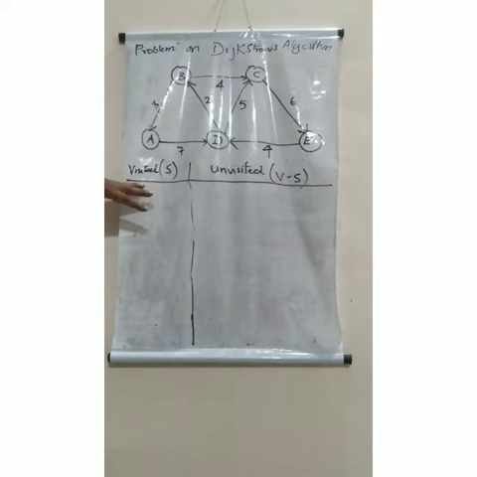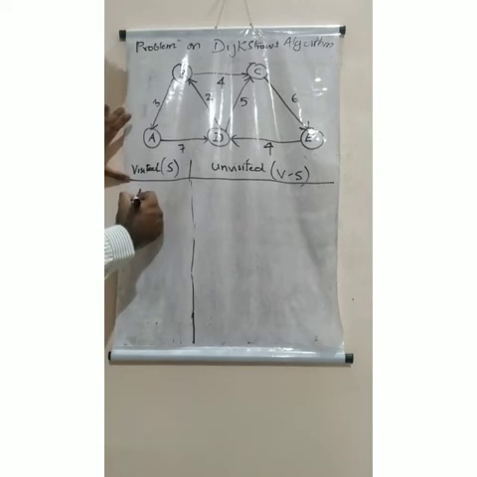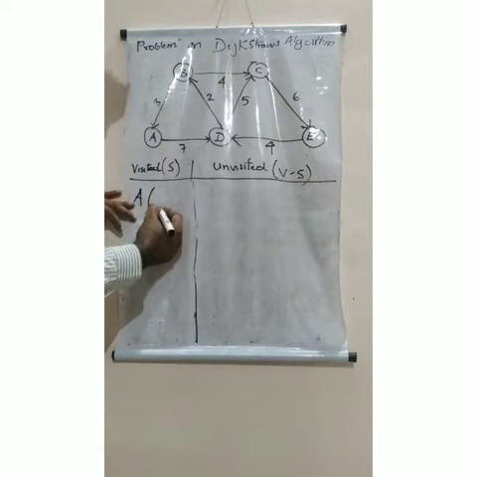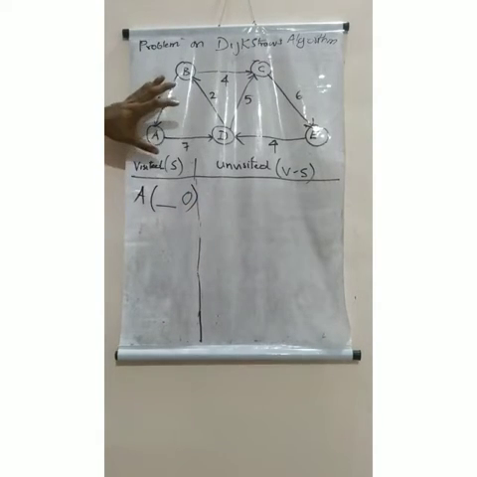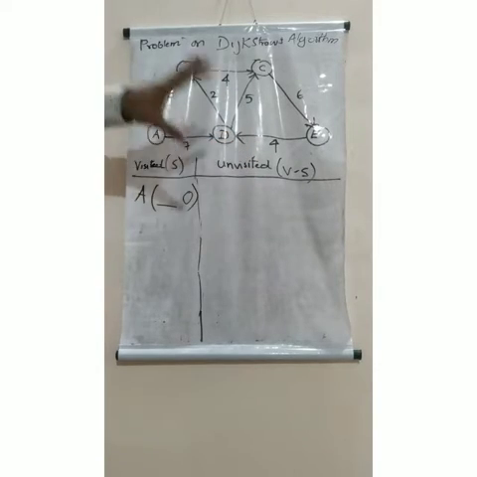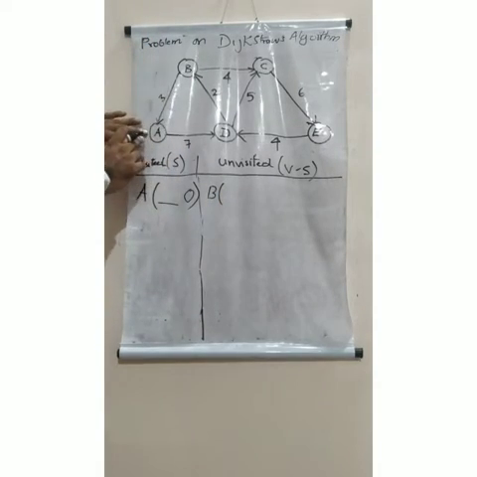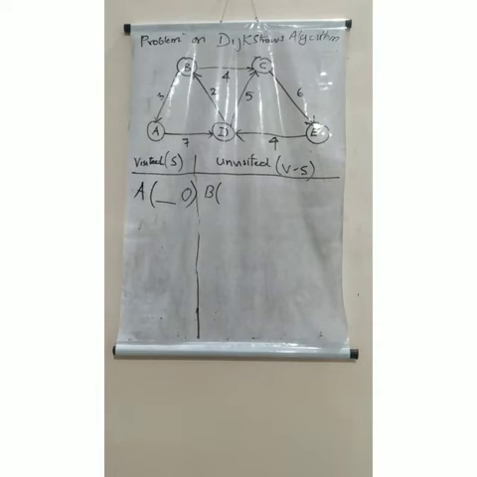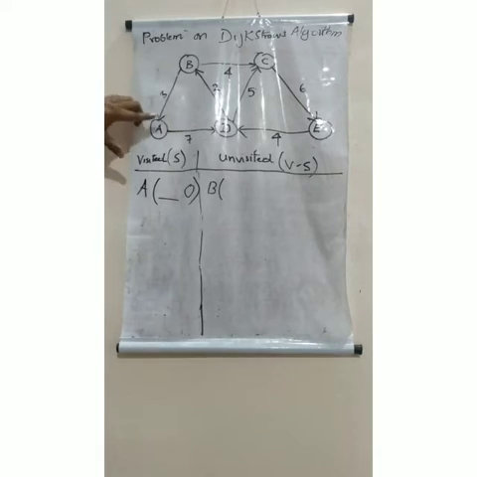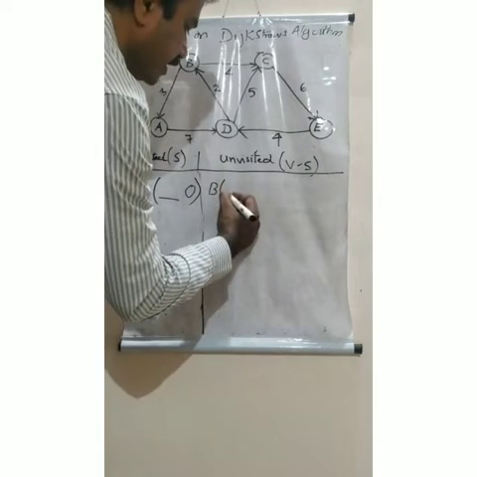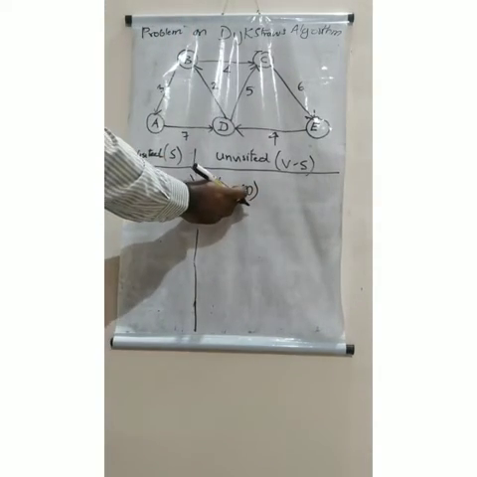So here we have to classify the 2 columns. One is visited, another one is unvisited. First you have to always take the source, that is A, and A doesn't have any source, and you can take the distance as 0. From A, what is the distance of other vertices? Let us take B. B is not connected to A. This is a directed graph, so there is a connection from B to A, but not from A to B. So for B there is no source and the distance is infinity.